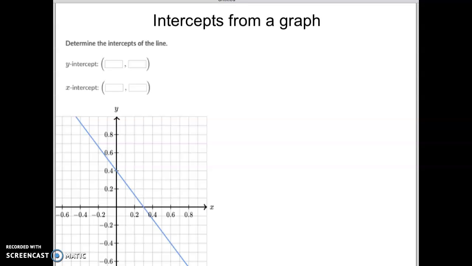Hey Math 8 students, this Khan Academy is called Intercepts from a Graph. Not horribly difficult, so let's just get right to it.